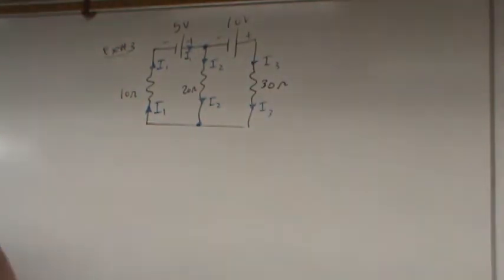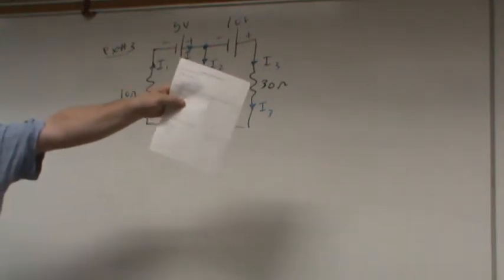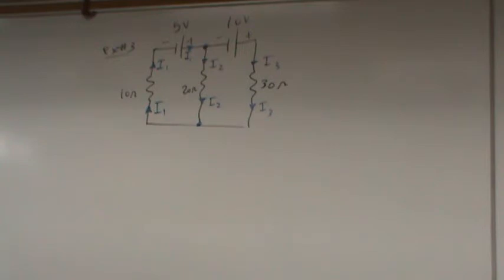Okay. Please label your resistors, pluses and minuses, and then do a Kirchhoff junction rule and two Kirchhoff loop rules, and let's see how it goes for you guys. Good luck.